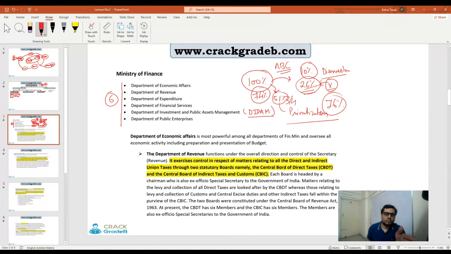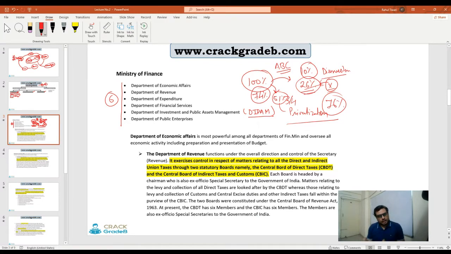So this process generally started in the last decade of the 20th century, and at that time the government created a separate Ministry of Disinvestment. However, when that government fell and in 2004 the UPA government came into power, they reduced the role of the ministry and made it a Department of Disinvestment under the Ministry of Finance, right? And the name was carried on till 2014.